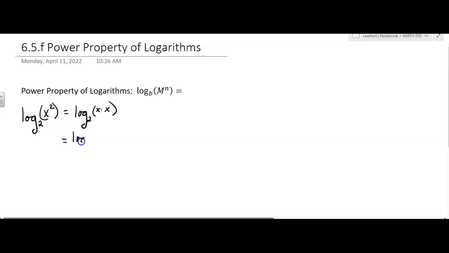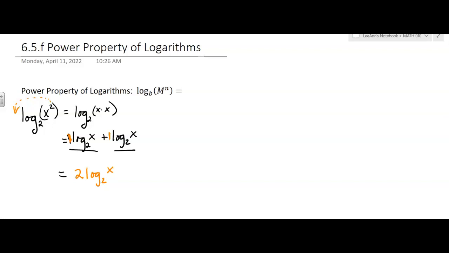But then you could split that because of the product property into two separate logarithms, but those are the same, so you could combine them. You have 1 plus 1, which is going to give you 2 log base 2 of x. The base could be anything, I just picked 2 for the base. So what happens is this exponent comes down in front of the logarithm and gets multiplied times it.